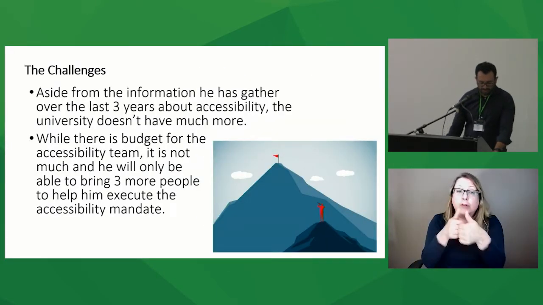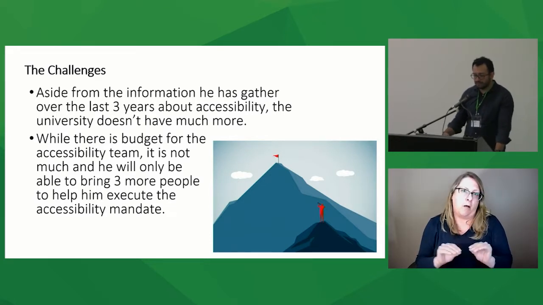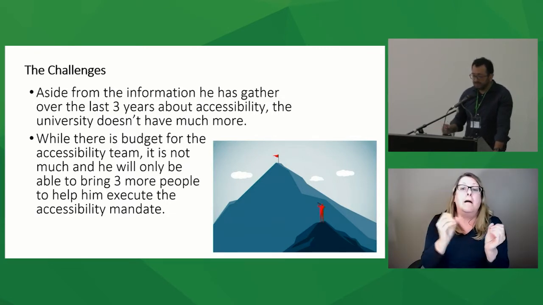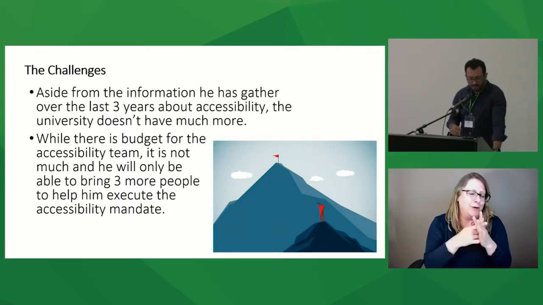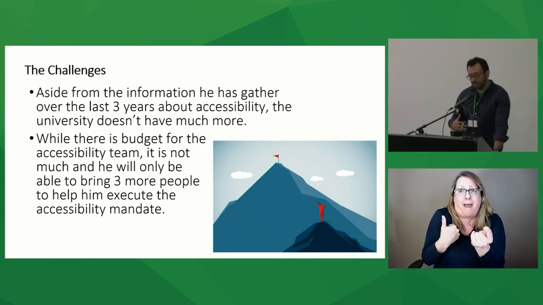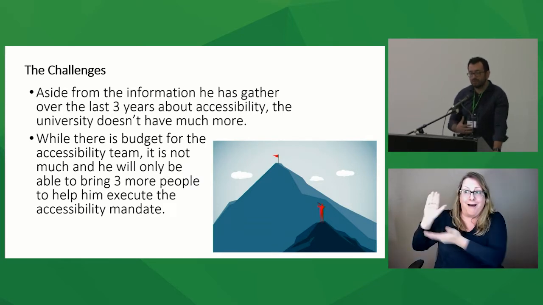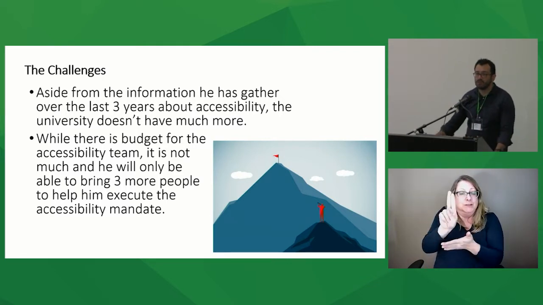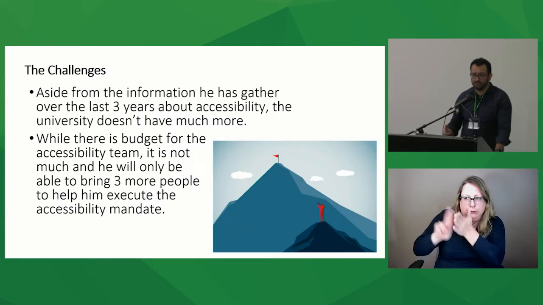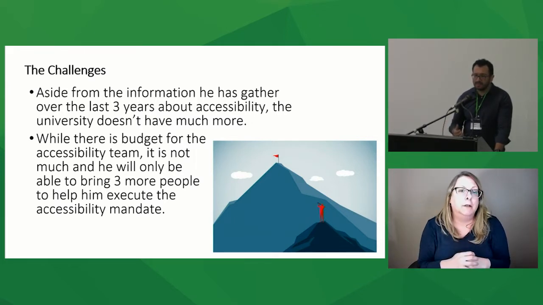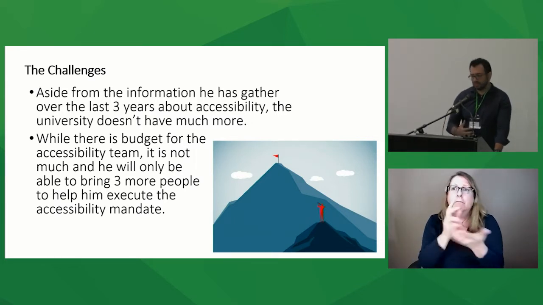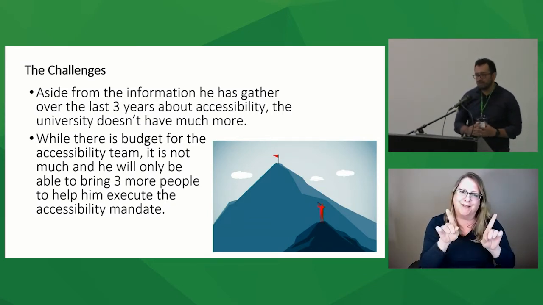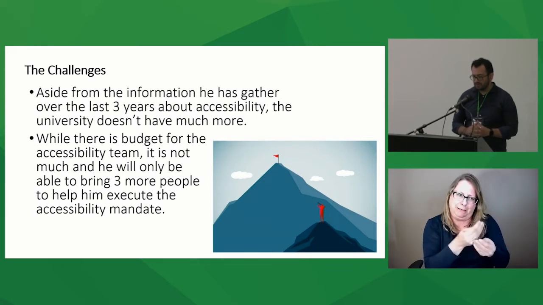Now the challenge. Obviously, because it's a very new team, and Oscar is going to be starting the accessibility team from the ground up, he doesn't have much information to begin with. The only information about accessibility currently within the university is whatever he was able to create over the past 3 years. The next challenge is that the university, although it's telling him, yes, you can start your accessibility team, we don't have much money to do it. So you're only going to get a team of 3, and your budget is going to be very, very small.